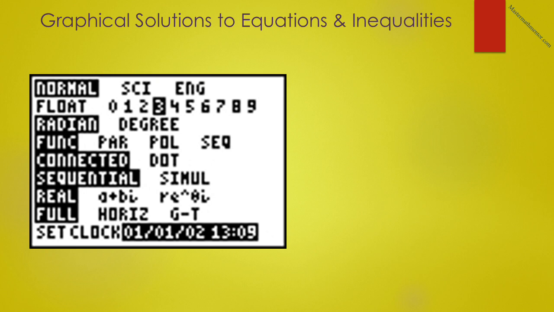Secondly, set your calculator to radian mode from the mode screen. There may be times you may want to work in degrees, but most of the time you will be working in radians, so just keep it in radians.